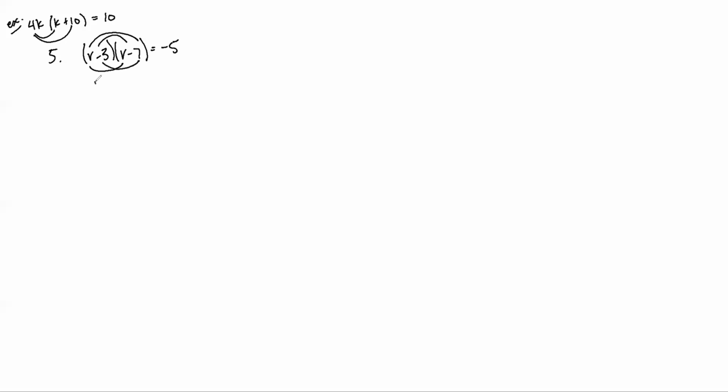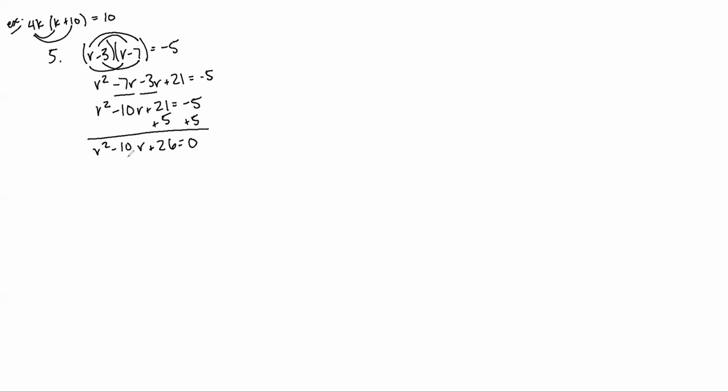So we get r times r is r squared. r times negative 7 is negative 7r. Negative 3 times r is negative 3r. And then negative 3 times negative 7 is a positive 21, equals negative 5. Now let's combine. We get r squared minus 10r plus 21 equals negative 5. And we are almost in standard form. The r squared and the r are good, but we want to make sure it's equal to 0. So let's add 5 to both sides. So we have r squared minus 10r plus 26 equals 0.